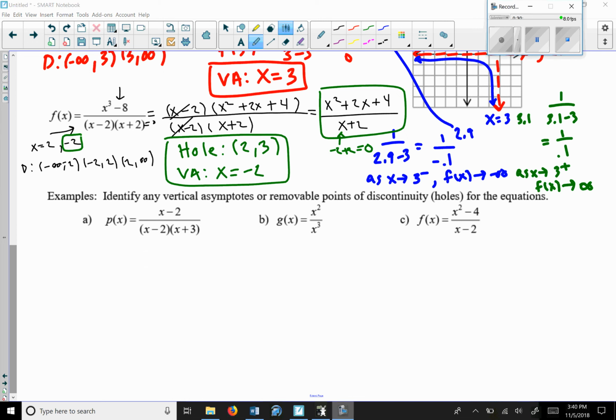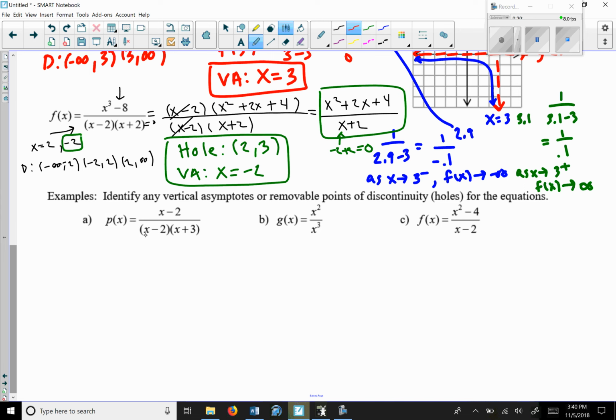So now take a minute and see if you can pause the video and figure out any vertical asymptotes or removable points of discontinuity, holes, for the equations below. And then unpause it when you're done so we can look at it.